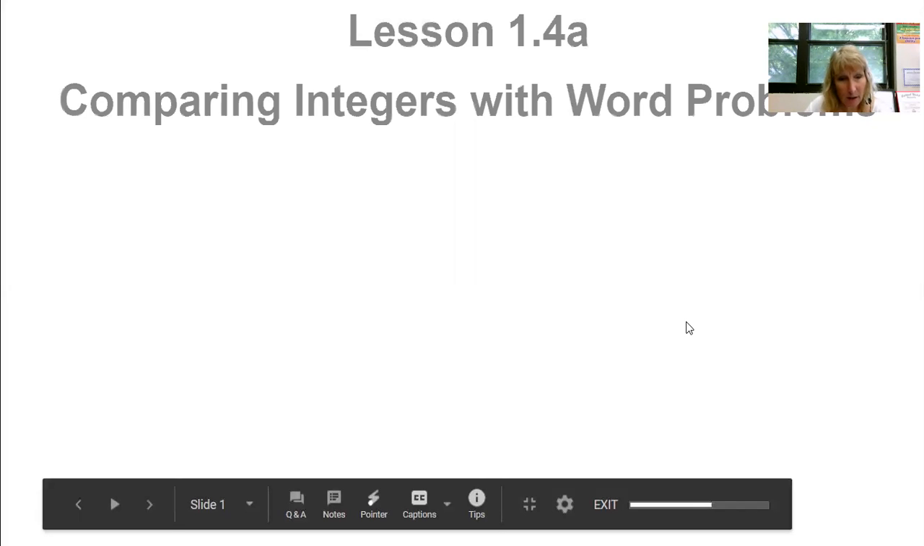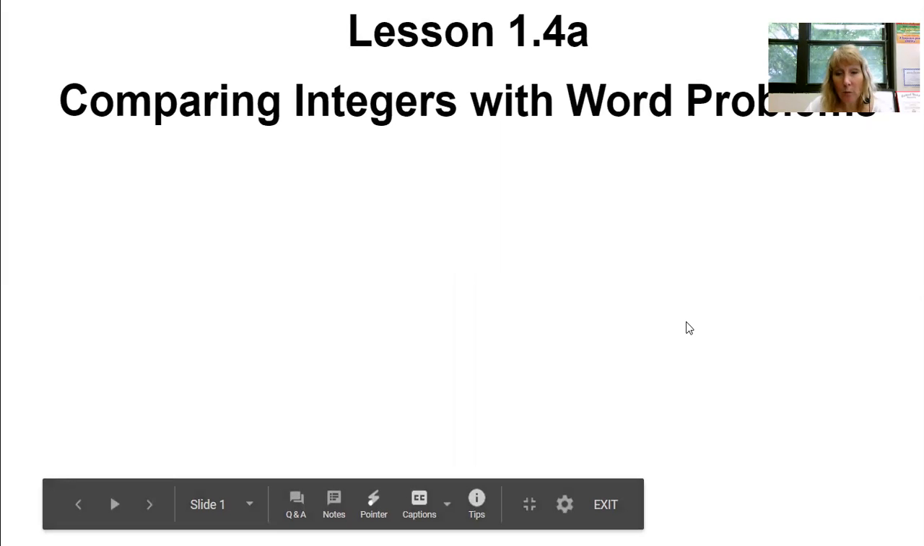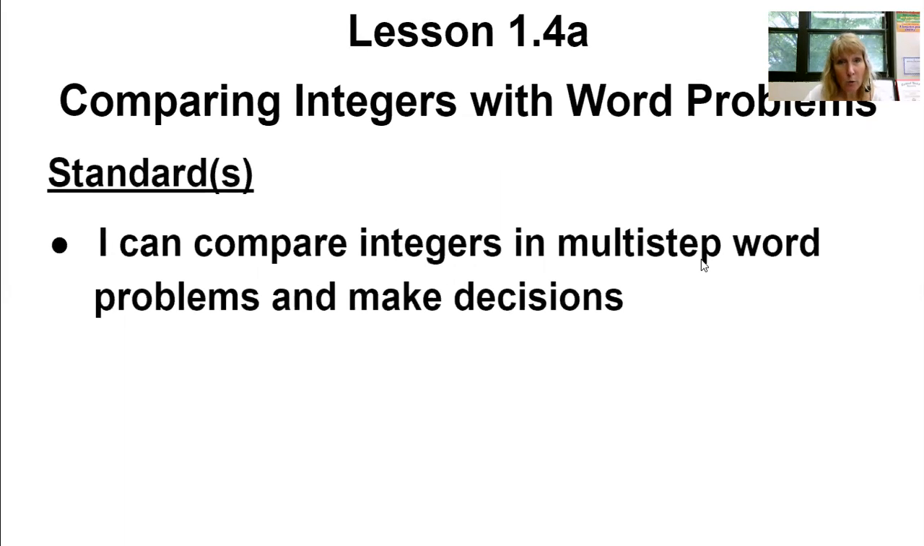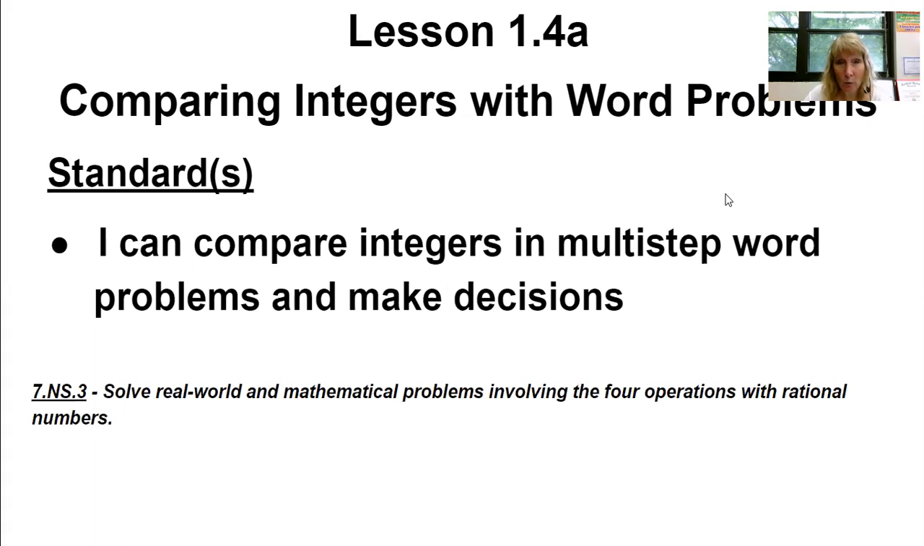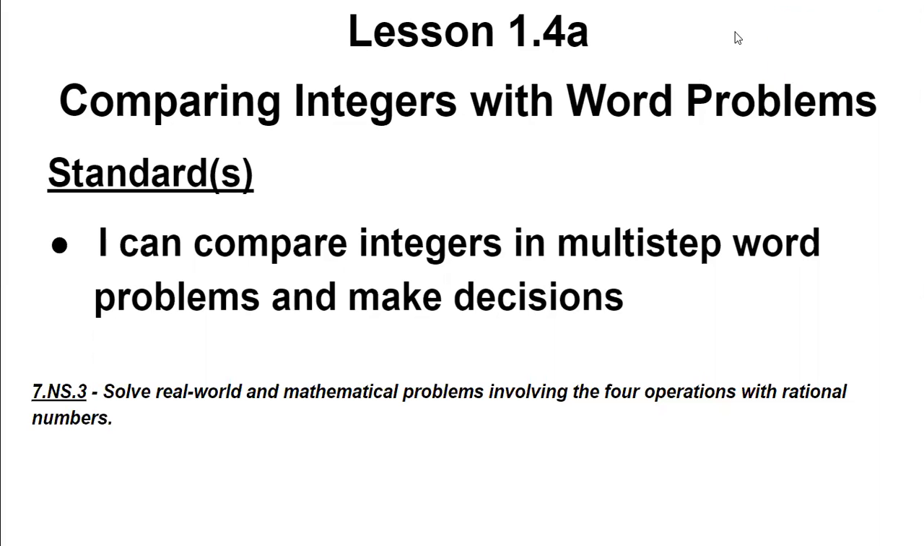Okay, let's move me up here, present. So this is lesson 1.4b, as I stated. We're going to be comparing integers with word problems. The standard for today: I can compare integers in multi-step word problems and make decisions. The key is that you can make decisions with these numbers. So you're going to, again, work from standard NS3, solve real world and mathematical problems involving the 4 operations with rational numbers. Minimize myself so you got the full screen at your advantage there.